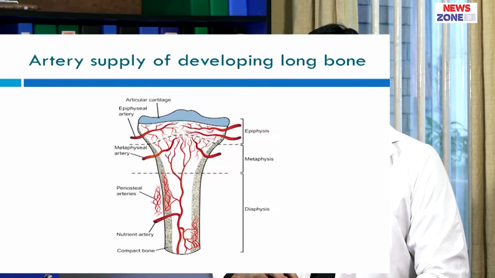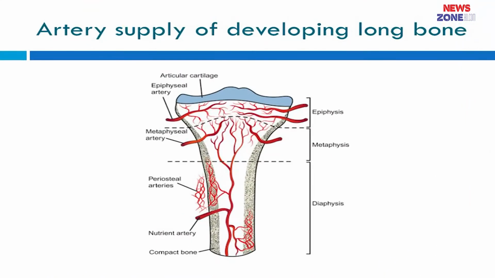In this picture, we can see the artery supply of developing long bone. We can see this is the nutrient artery and it is going through the nutrient foramen. After entering into the medullary cavity, it is divided into two branches, the ascending branch and the descending branch. From the inside, it is giving branches that are supplying the inner 2/3 of the compact part. We can see that.